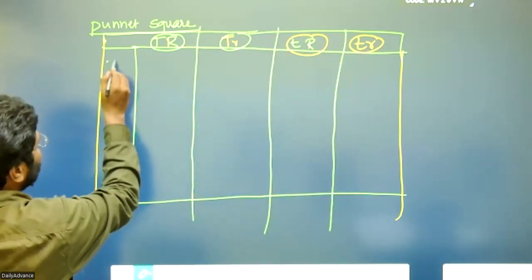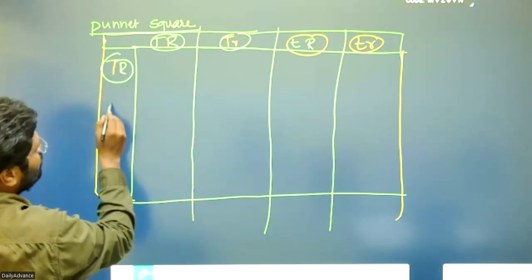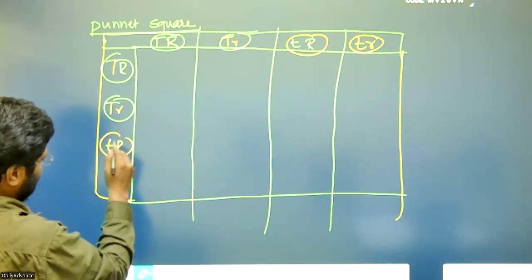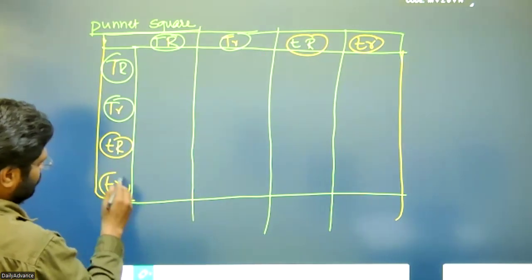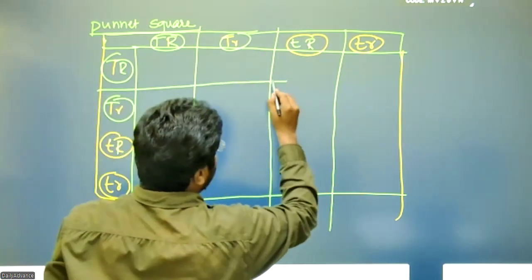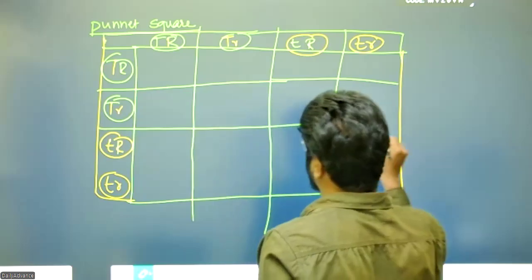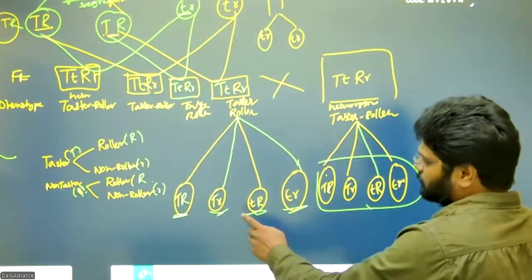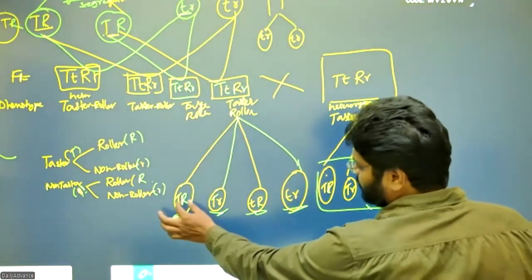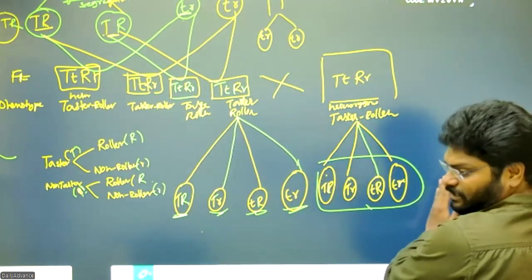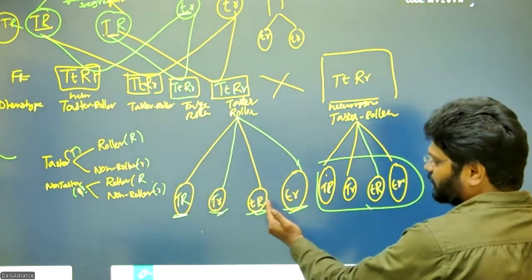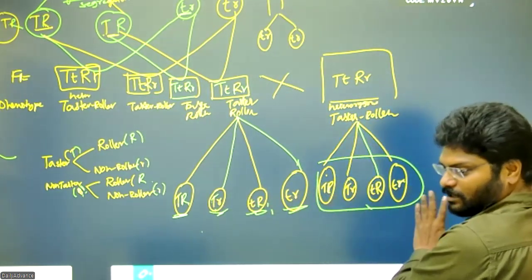Here capital T capital R is one gamete, capital T small r another, small t capital R another, and small t small r. So this is 16. Why does 16 come? You can see here, this has random mating. Capital TR can mate with any of the 4. Small t small r can mate with 4. Small t capital R mates with 4. Small t small r mates with 4.